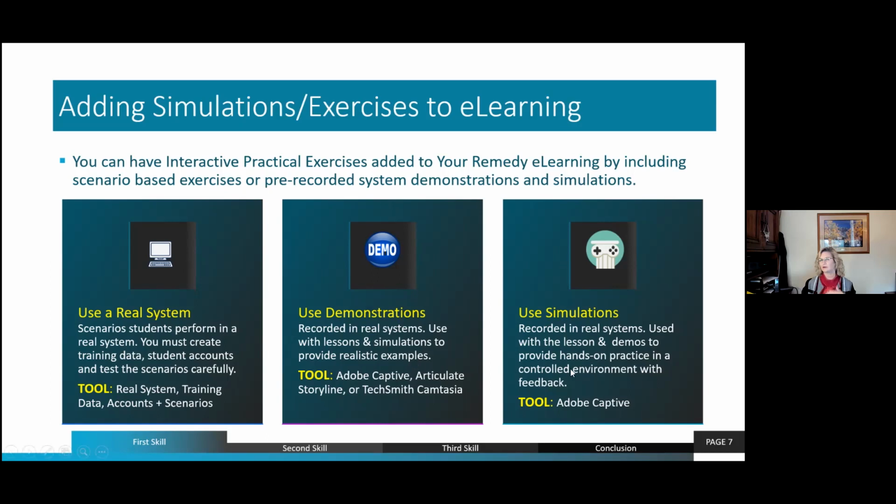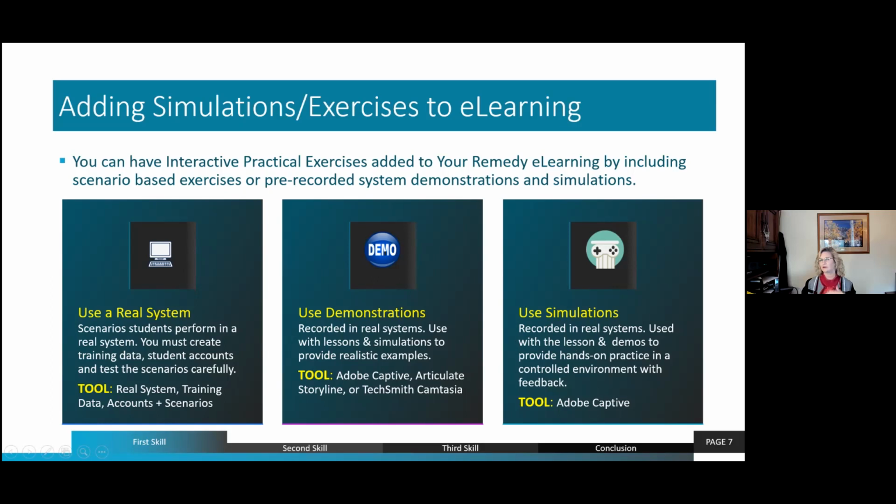For the simulations, the same sort of thing, but the other advantage of the simulations being pre-recorded is they mimic a real system. They can type in it, they can click on things, it goes to different things, it opens up menus, and I'll show you some examples of that. But there's not a system to maintain, to update, to upgrade. You don't have to set up student accounts. You don't have to reset the system. So it has a lot less overhead, and it works perfectly every time. So those are some of the advantages to using that.